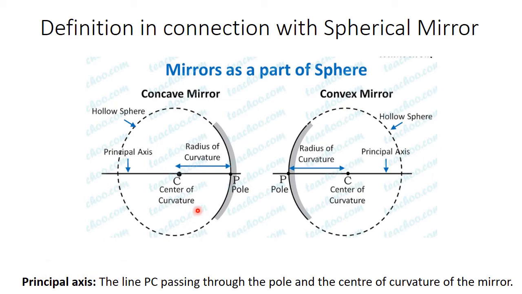Next, we will define principal axis. It is a line which passes through the center of curvature and the pole. Can you see this black line? This line is known as your principal axis for the concave mirror. Similarly, the line which passes through the pole and the center of curvature is known as your principal axis for the convex mirror.